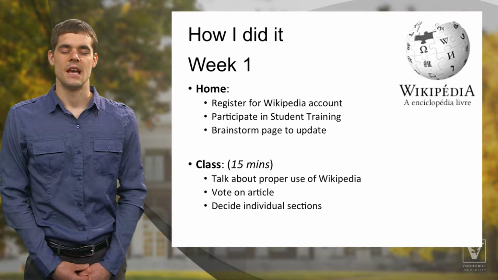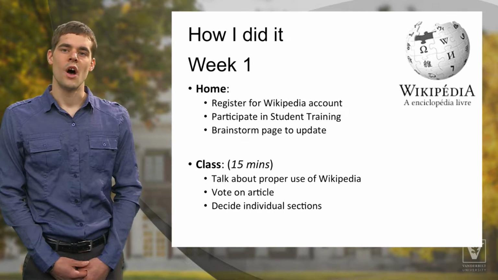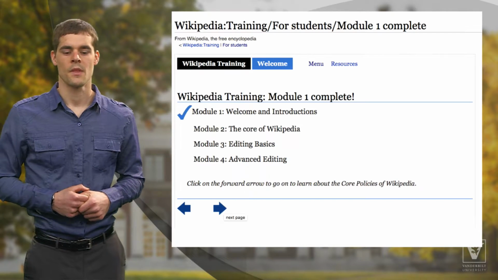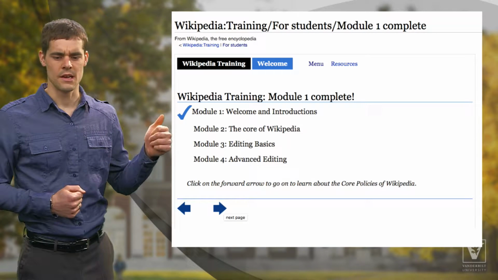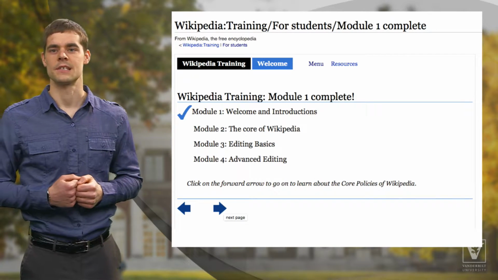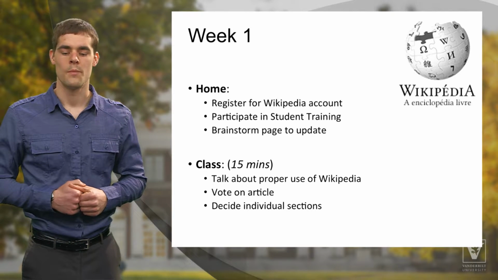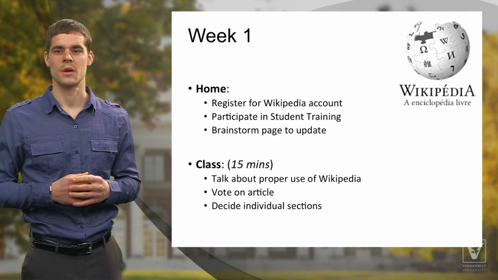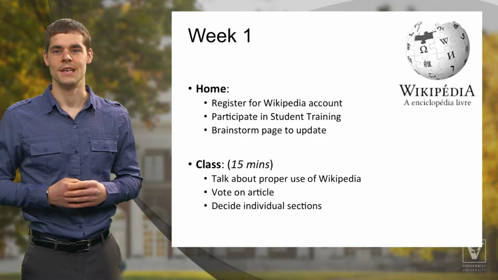Now, I broke the project down into several steps lasting over 4 or 5 weeks. In the first week at home, students registered for a Wikipedia account and participated in student training. And student training has information about the core principles of Wikipedia as well as some of the editing basics. In addition, they brainstormed what pages they wanted to update. And in class, we had a little discussion about the proper use of Wikipedia in the academy, and we voted on an article to update.